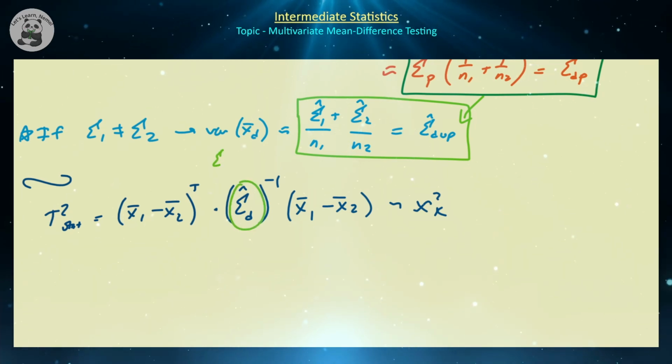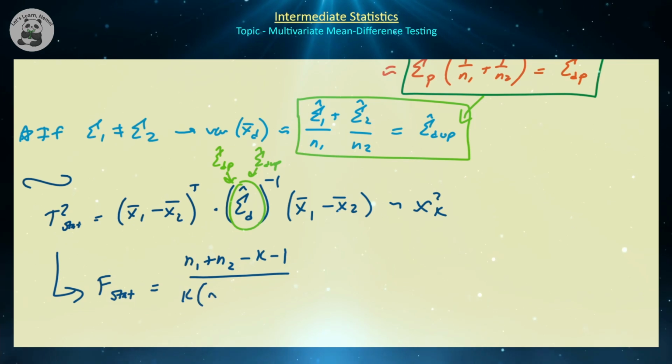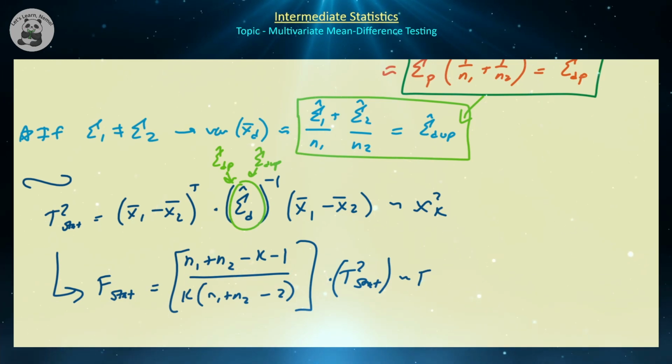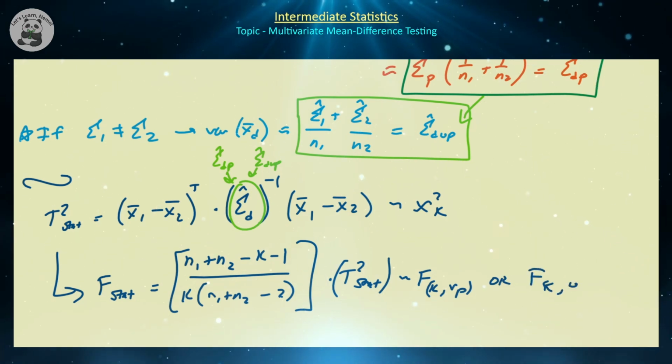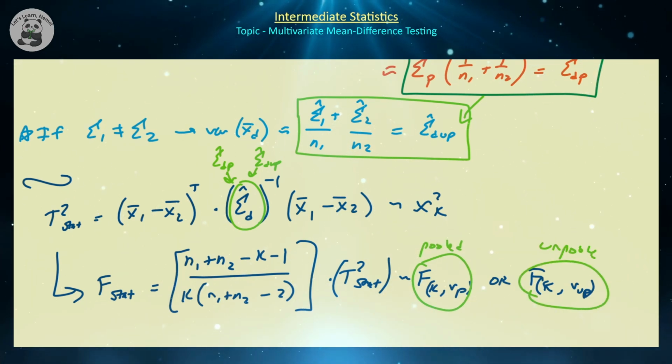And obviously, this could be either sigma hat dp or sigma hat dup, depending on which case you're falling in. And once you have your t-squared test statistic, you can build your associated F test statistic, which is going to be equal to (n1 + n2 - k - 1) all divided by k times (n1 + n2 - 2), multiplied by our t-squared test statistic from above, and that's going to be associated to an F(k, nu_p) or an F(k, nu_up), right? So this is your pooled and this is your unpooled. The degrees of freedom obviously is going to be different depending on the test that you are in.